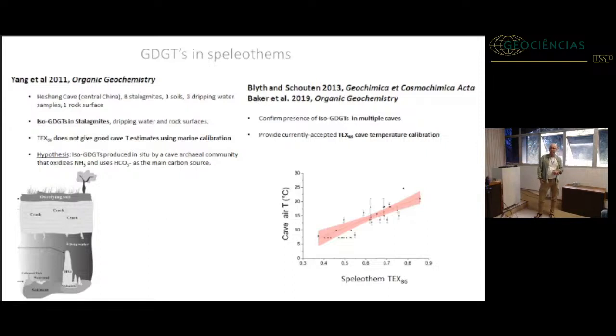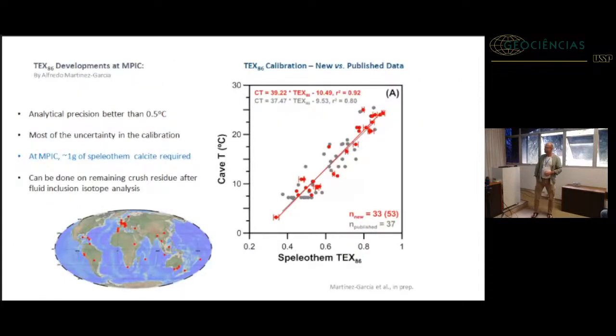So this is how that stuff works. This is the one we're still using, and this is what we're doing now at MPIC. The gray dots that you see there, same calibration curve, are the existing ones from the Baker et al. paper, and the red dots are the new ones that we put in. There are many people that have provided us with speleothems, so thank you all very much.